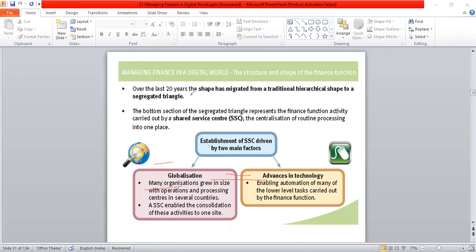represents the finance function activity carried out by a shared service center, SSC. The centralization of routine processing into one place. Establishment of SSC is driven by two main factors. What are they? Why did they think about it? What is the reason? Now here SSC, what is SSC?